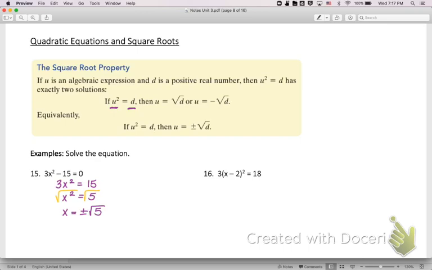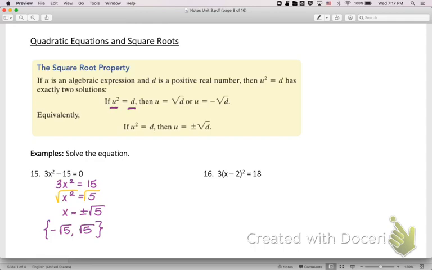Leave your answer as a radical. Do not convert to a decimal unless they tell you to, because square root of 5 is an exact value. 2 point whatever is an approximation, and that's not what we want. Now, in my math lab, they're typically going to ask for a solution set, so you won't use plus or minus like that. You'll write it out as negative square root of 5 and positive square root of 5 as your two solutions. I believe that's what they want in my math lab.